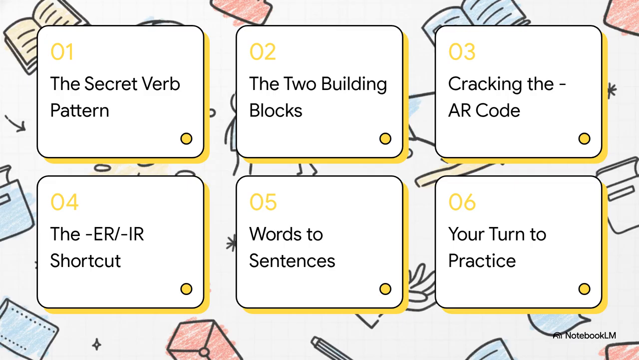So here's our game plan. First, we'll uncover this secret verb pattern. Then we'll look at the two simple building blocks you need. After that, we are going to crack the code for AR verbs, and I'll show you a shortcut for ER and IR verbs. Then we'll go from just words to building real sentences. And finally, you'll get a chance to practice. Ready? Let's dive right in.